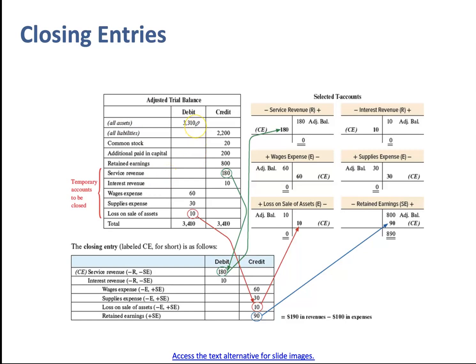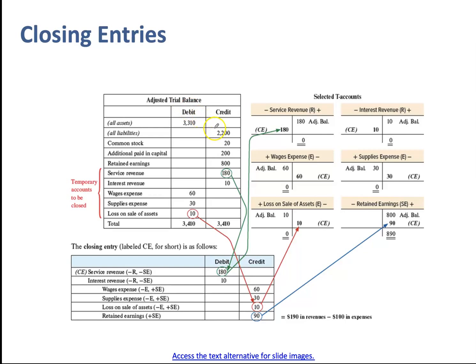So after we did all those, posting those to the T accounts, we will prepare a new set of trial balance. That set of trial balance is called adjusted trial balance. Compared to in chapter 3, we talk about unadjusted trial balance. All right, so the adjusted trial balance is the trial balance that got adjusted after the end of the first 3 steps of our accounting cycle.